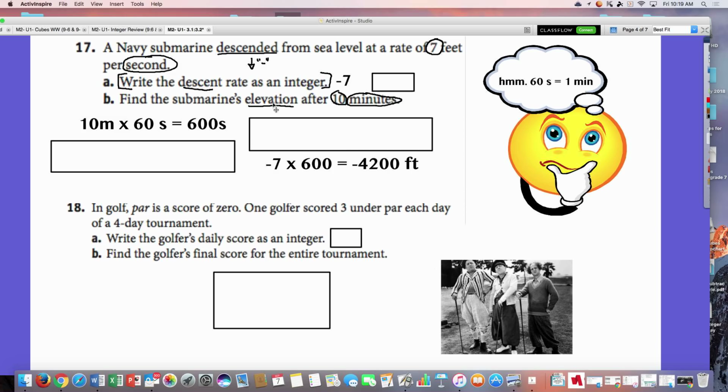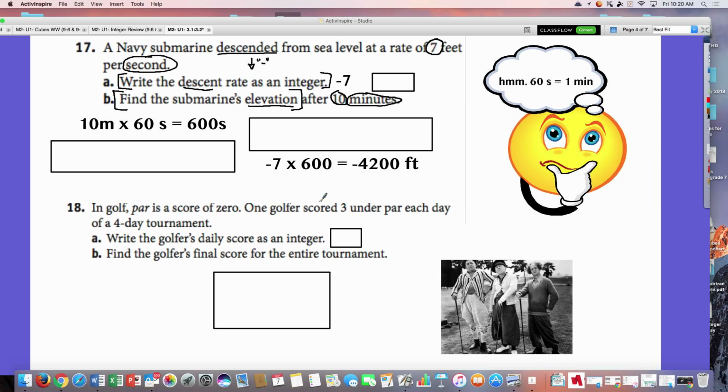Now they're asking you for elevation, but elevation can be plus or minus. Don't get tricked by that. That's why we're dissecting this question, making sure you know what they're exactly asking. And of course, when you go back and check your work, you'll know that they're looking to find the submarine's elevation, which could be a negative number. Negative times a positive, negative.